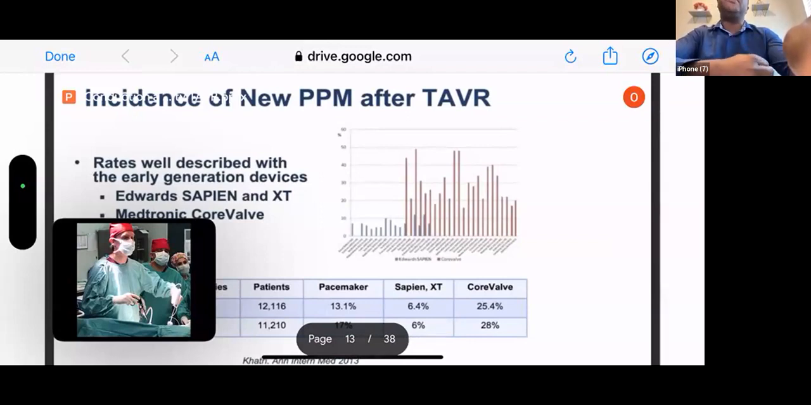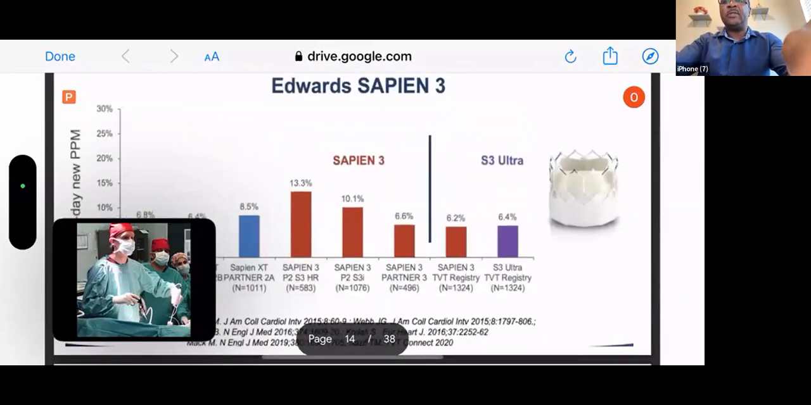So the Edwards valve are balloon expandable. The valves are mounted on a balloon, and we use the balloon to expand the valve, but the core valve expand on their own. They are self-expanding. And because of their length, they are usually longer than the Edwards valve. So they have more risk of having a conduction abnormality, about 25%.